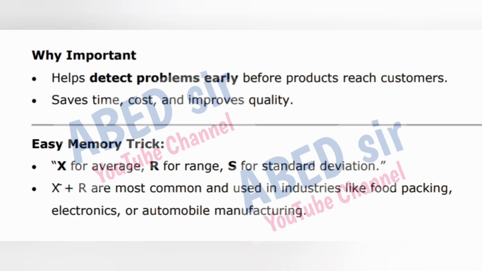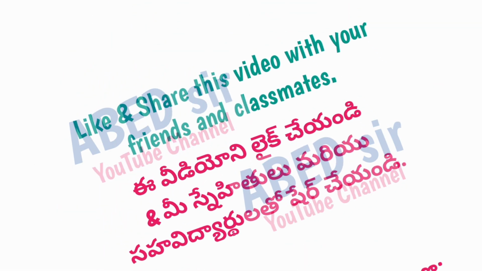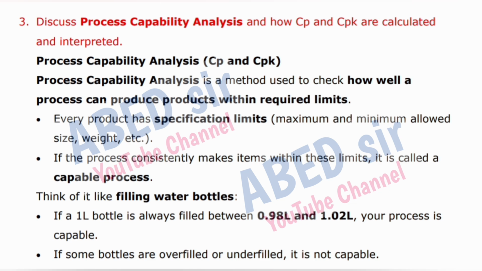Easy memory trick. X for average, R for range, S for standard deviation. X and R are most common and used in industries like food packing, electronics, or automobile manufacturing. Next important long question is: 3. Discuss process capability analysis and how CP and CPK are calculated and interpreted.